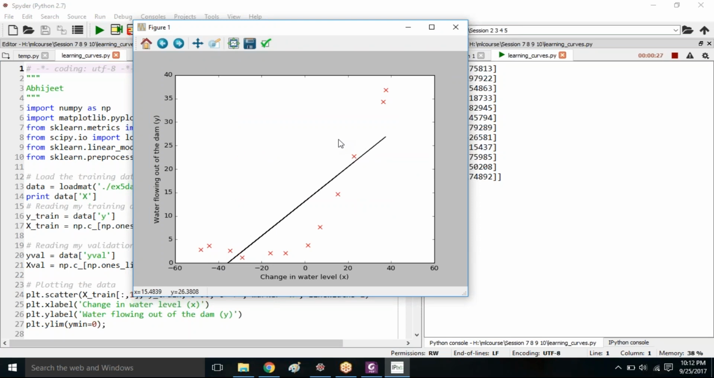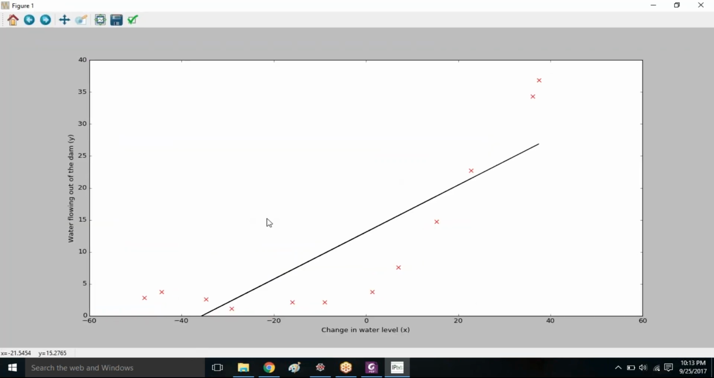The objective is to predict from the change in water level. This is a single variable problem only. So there is a dam, and we have to predict how much water will flow out of the dam due to the change in water level of the dam. If there is a change in water level with some amount, how much water will flow out? That is the thing you have to predict. So that is basically your X and Y.